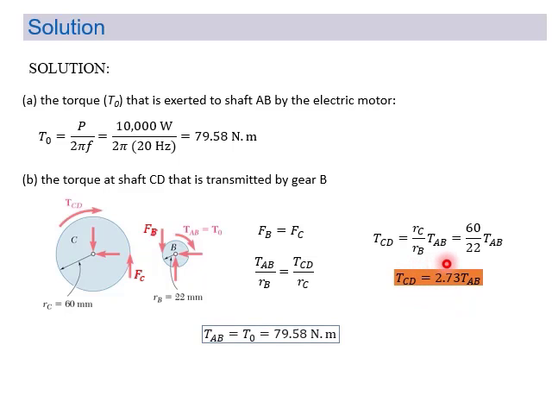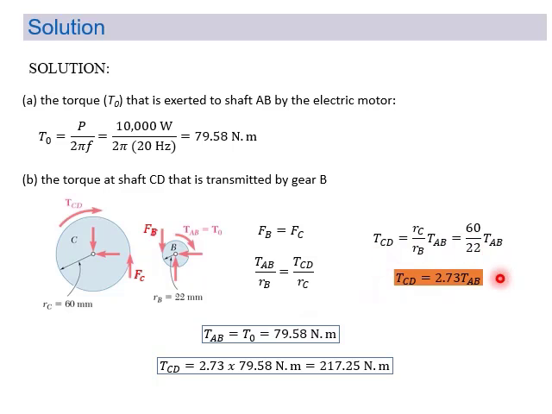With this relationship, you can then continue to calculate the value of TAB and TCD. Because shaft AB is directly connected with gear B, therefore the torque at gear B is exactly the same as the torque exerted from the electric motor. Therefore, TAB is equal to T0, and it is equal to 79.58 Newton meter. Using this relationship, you can then directly calculate the value of TCD, which is 2.73 times TAB. So you will get 217.25 Newton meter.